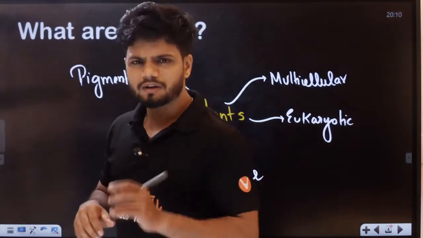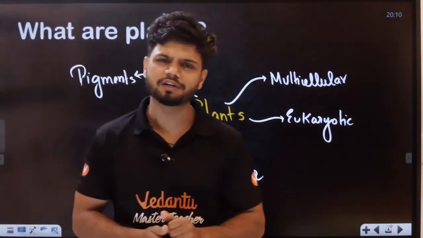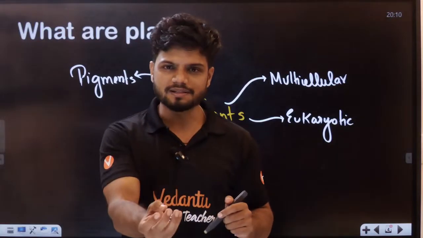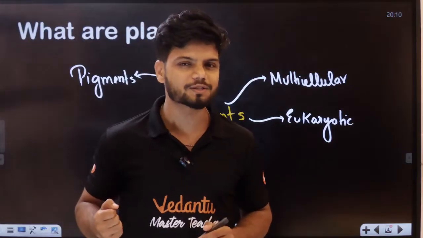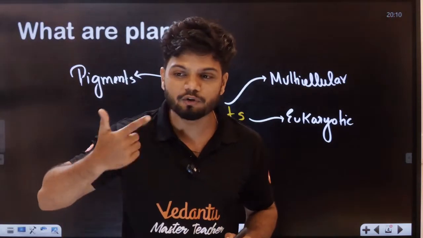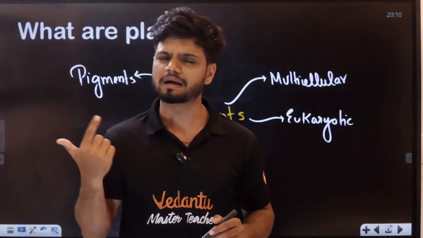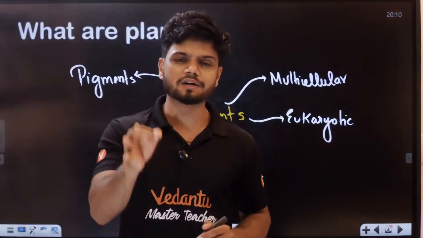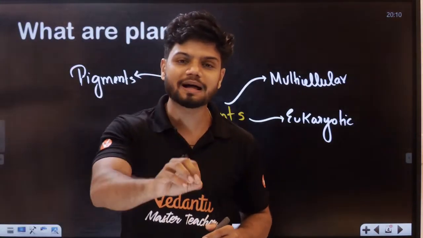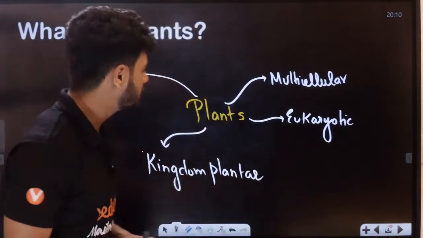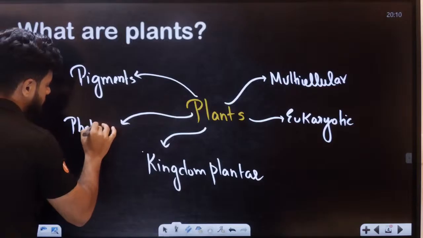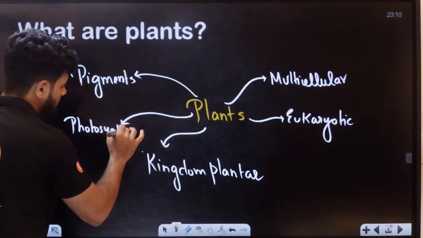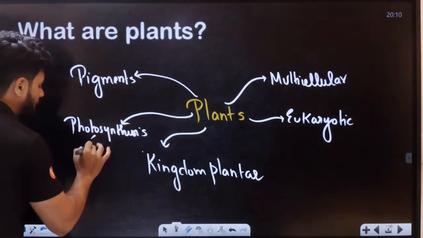Now, talking about pigments, it reminds me of a process where plants make their own food. What do you call it, students? Students, I want everyone to be super active in the chat in my class. So, who can tell me the process in which plants can prepare their own food? You will tell me, sir, it is nothing but photosynthesis. Plants can prepare their own food.